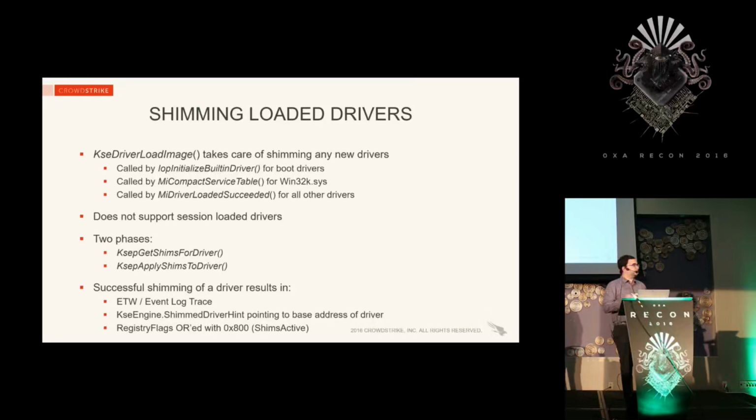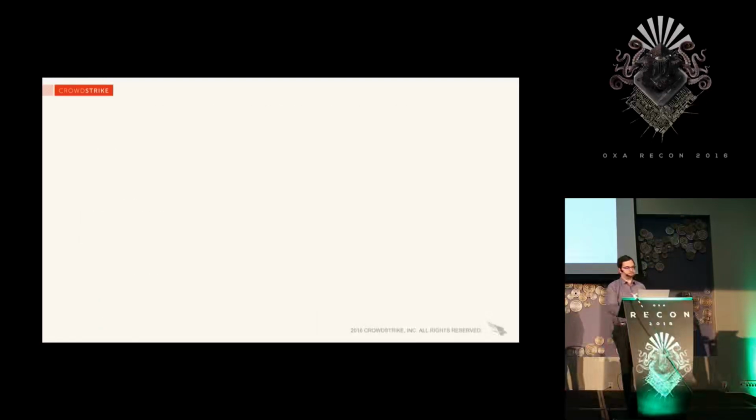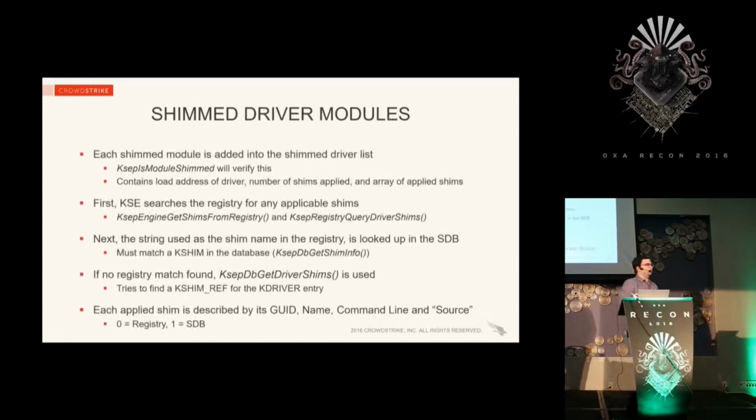There's a variable in the kernel that we're going to see that basically points to the last driver that got shimmed. And you get some flags as well that tell you a shim is active. So when we look at introspection later with some kernel debugging scripts, we're going to see side effects of that being enabled. At that point, whenever a module is now being shimmed, it gets added to the shimmed driver list, and there's a function called KsepIsModuleShimmed. This is basically going to record the load address of every driver that's been shimmed, the number of shims that have been applied to this driver, and an array of all the shims that have been applied.